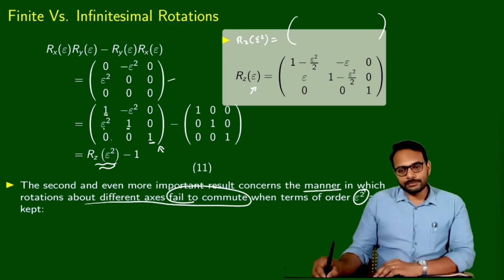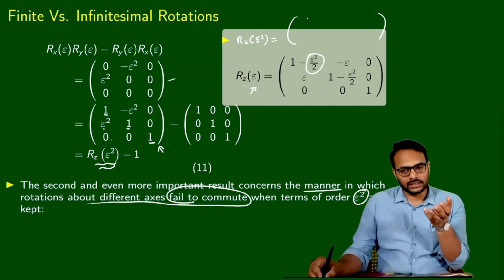This is 1 minus epsilon square by 2. If you put epsilon square instead of epsilon in here, this term would become epsilon raised to 4 divided by 2, which is a higher order term. Neglecting that, the first term becomes 1. This is Rz of epsilon square.